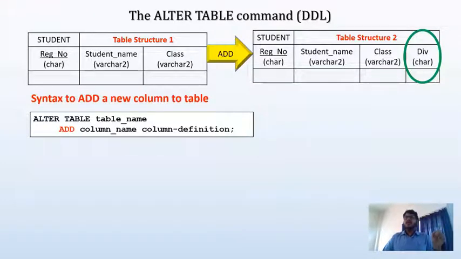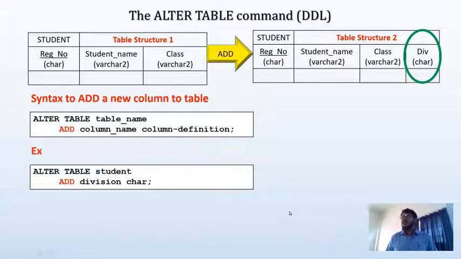I need to specify the column definitions within parentheses, and I need to separate the column definitions by using a comma. Right? So now let me show you one example. As you can see here, alter table student. Student is the table name.